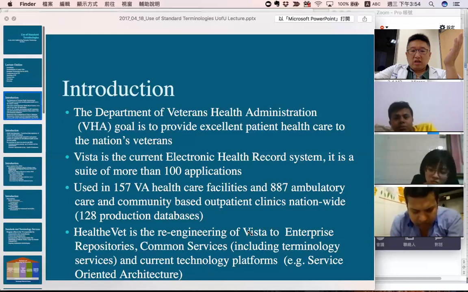And I think Vista, I remember, was originally an open source project. Then it was adopted by the VA. Then they developed lots of sub-component systems based on Vista. So if you are interested in the details of the VA HIS system, you can take a look at this.